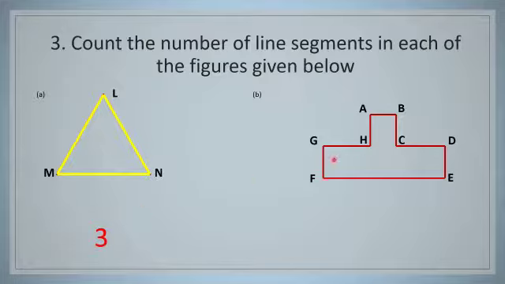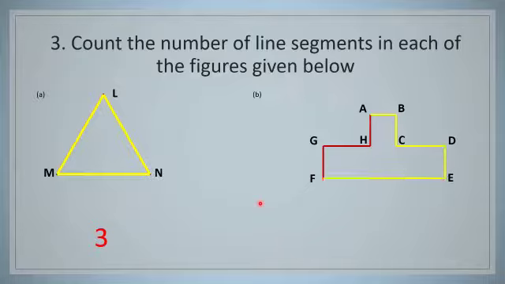Next, let's see the second figure. The first line segment is AB, second BC, third CD, fourth DE, fifth EF, sixth FG, seventh GH, and eighth is AH or HA. So we have 8 line segments in this figure. This is how you have to count the number of line segments. You take a line which has 2 endpoints and keep counting. So the first one had 3 line segments, and the second figure had 8 line segments.